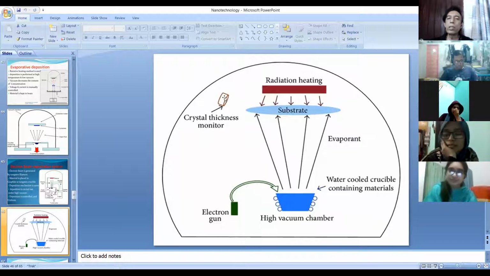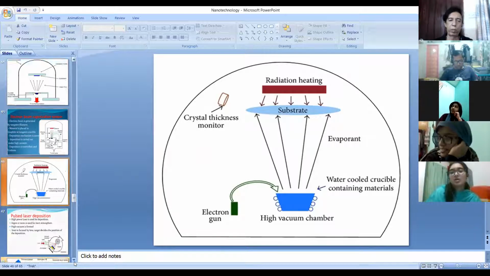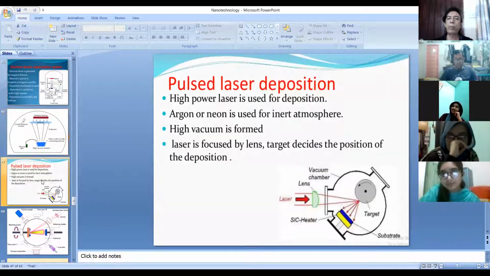And this is the crystal thickness monitor. That means the thickness of the thin film is monitored. How thick is the thin film? You can monitor it this way. So it is an electron beam evaporation system. There are other methods also, which is known as the pulse laser deposition technique.